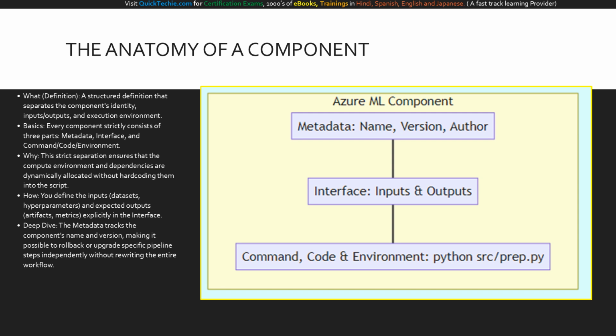This block diagram visually breaks down the three pillars of an Azure Machine Learning component. At the top, we have the metadata, giving the component its identity. In the middle, the interface acts as the contract, defining exactly what data goes in and what artifacts come out. At the bottom, the command, code, and environment layer tells the system exactly which script to execute and within what specific Docker container or software environment.